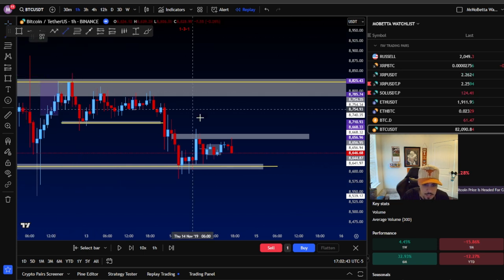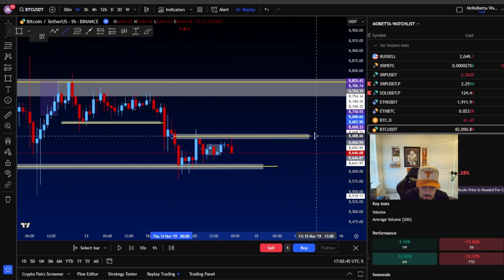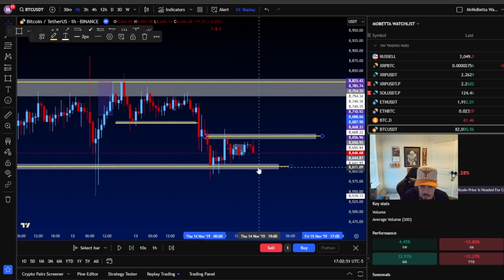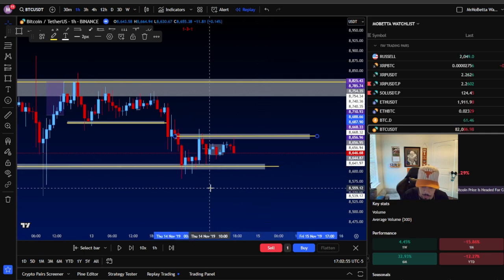So now what we need to see is price be able to either form a bullish candle on support, or if we can break above here, we should be able to go for highs. If we should form a bearish candle that closes below here, then we can look for shorts.